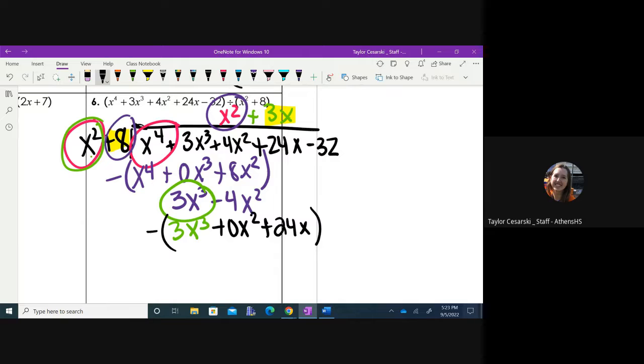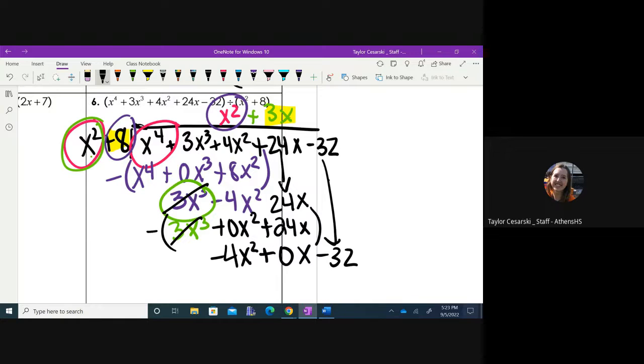All right, subtract down, my x cubes will cancel out. And then I have negative 4x squared minus 0x squared is just negative 4x squared. And then I have 24x. So let me actually go ahead and bring that down. So 24x minus 24x gives me 0x. Okay, and then I'm going to bring down my last term.